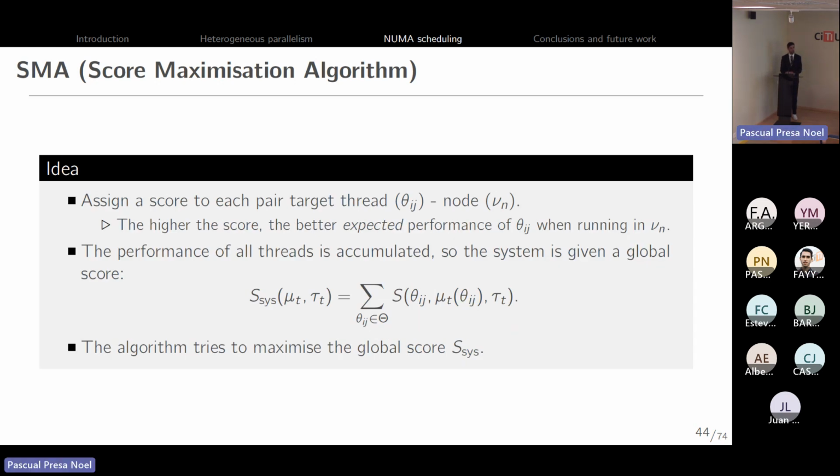Therefore, taking into account the locality principle, we can assign a score to each pair of threads and nodes. So the higher this score, the better performance we can expect from that thread running in that particular node. With this score, we can accumulate the score of all the threads, so we have a global score for the whole system. And our algorithm will try to maximize the global score.